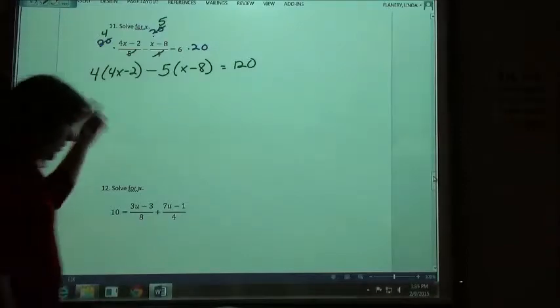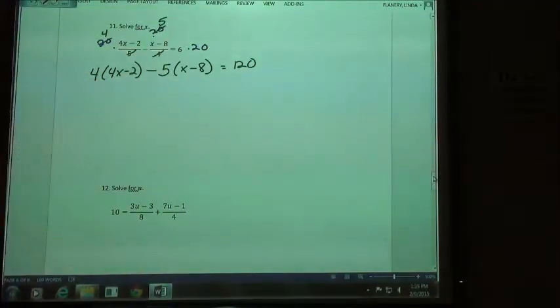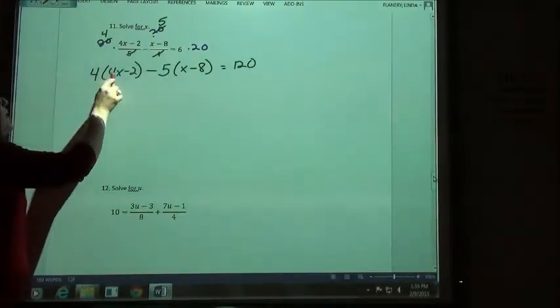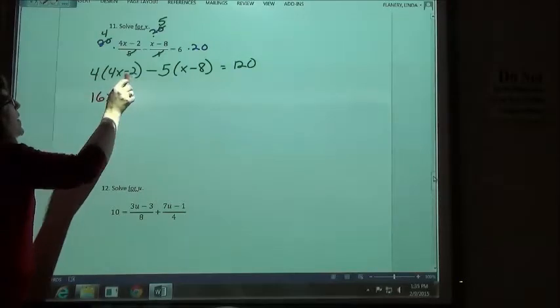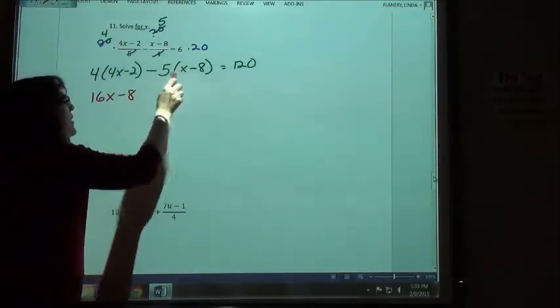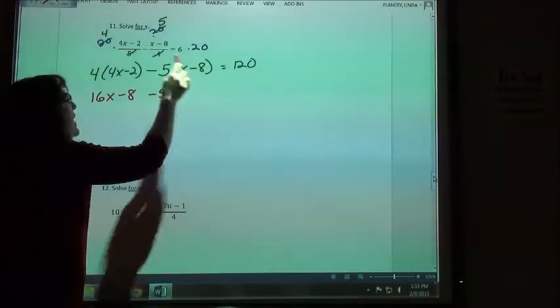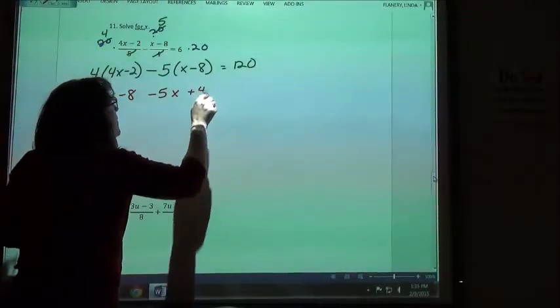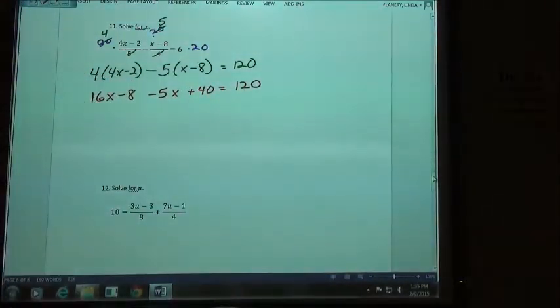So on this one, we've got 2 sets of parentheses that we have to get rid of. 4 times 4x would be 16x. 4 times minus 2 is minus 8. Negative 5 times x is negative 5x. Negative 5 times a negative 8 is a positive 40 to equal my 120.